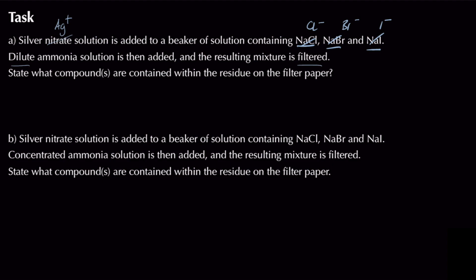Now, if I were to react chloride, bromide, and iodide with silver nitrate, I end up making silver chloride, silver bromide, and also silver iodide. If I add dilute ammonia solution, the silver chloride would dissolve, but the silver bromide would not dissolve. It needs to be concentrated. Silver iodide would not dissolve either. It wouldn't dissolve in concentrated or dilute ammonia solution. And we've got to think about the practical they've done here. We're asked to state the compounds contained within the residue on the filter paper itself.